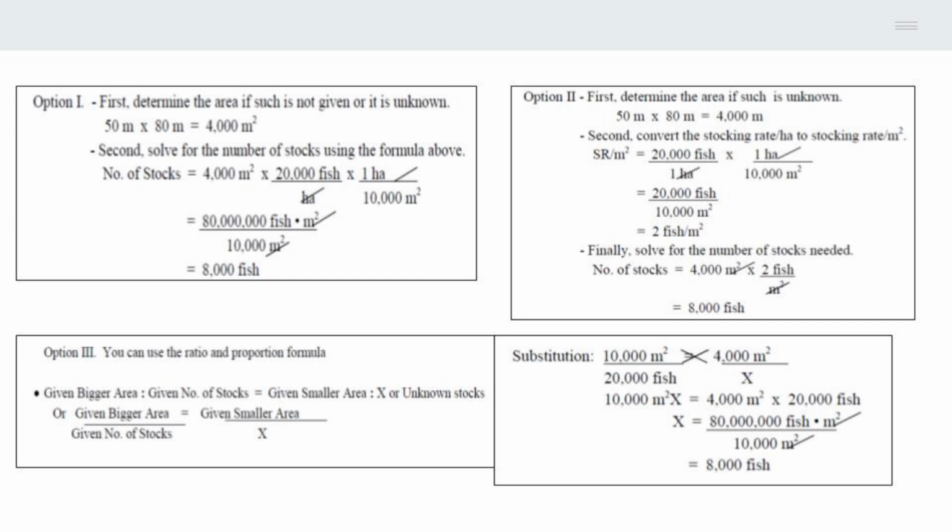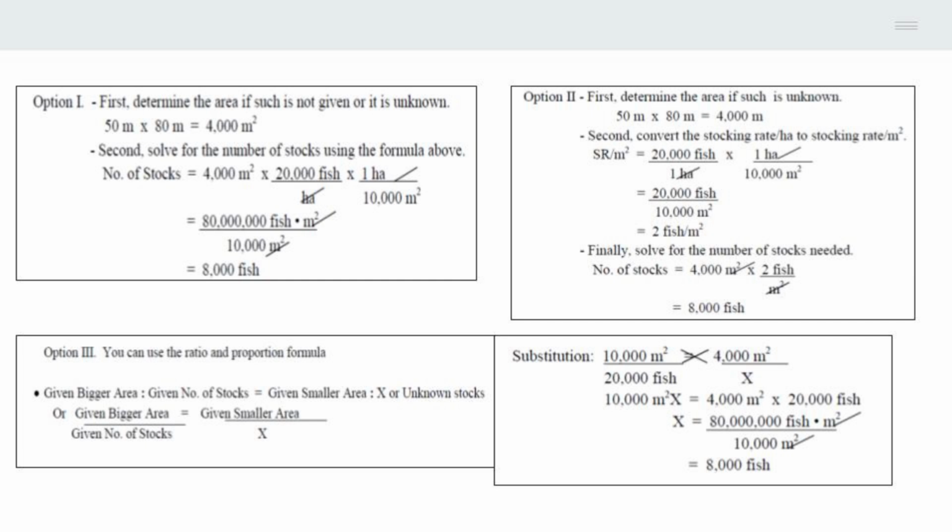For the second option, convert the stocking rate to per square meter first. Determine the area again. 50 times 80 equals 4,000 square meters. Convert the stocking rate per hectare into stocking rate per square meter. So, stocking rate per square meter equals 20,000 fish over 10,000 square meters, which equals 2 fish per square meter. Now, calculate the total fish stock required. 4,000 square meters times 2 fish per square meter equals 8,000 fish. Again, we arrive at 8,000 fish using this method.